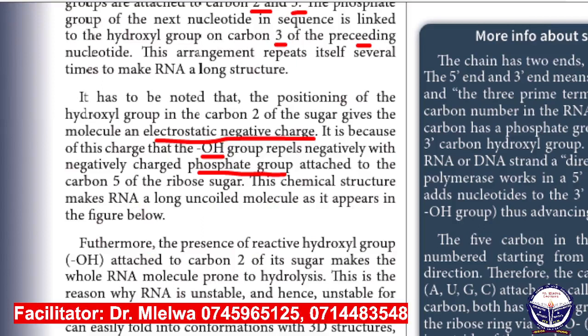Now, you can be asked a question in the exam: why is RNA a long and coiled structure? Explain why. The reason is here, they have explained it clearly. They tell you that the positioning of the hydroxyl group on carbon 2 of the sugar gives the molecule an electrostatic negative charge. This negative charge keeps the RNA straight. Because of this charge, the hydroxyl group repels the negatively charged phosphate group. So RNA is a long, coiled molecule because the negative charge present in the hydroxyl group at carbon number 2 tends to repel the negatively charged phosphate group attached at carbon number 5 of the ribose sugar, and thus RNA is a long, unbranched molecule.